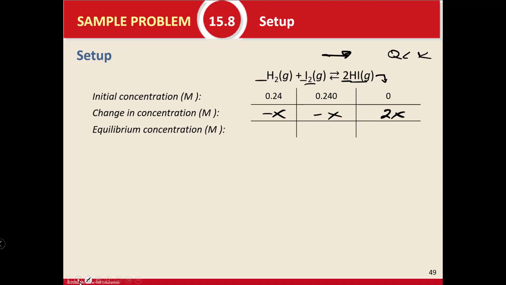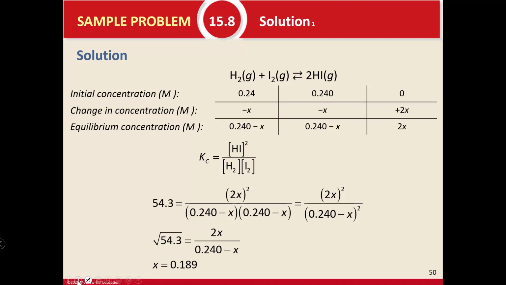So at equilibrium, this is going to be 0.240 minus x. This is going to be 0.240 minus x. This is going to be 2x. Makes sense. All right, I'm going to fill it out for us. Here's the expression, we've done that already. Here's my ICE table filled out. Now, plug in these values or terms into this expression, and this is what we get.